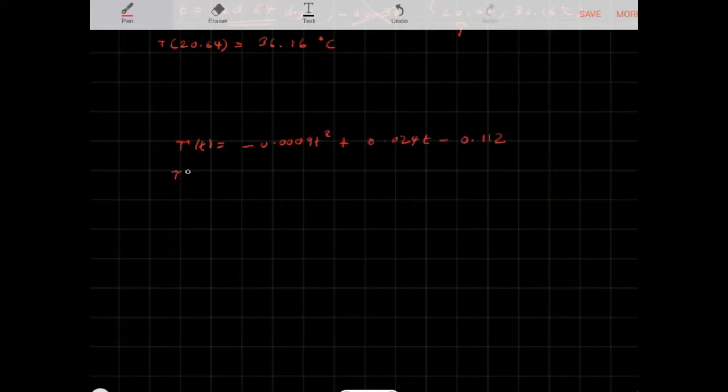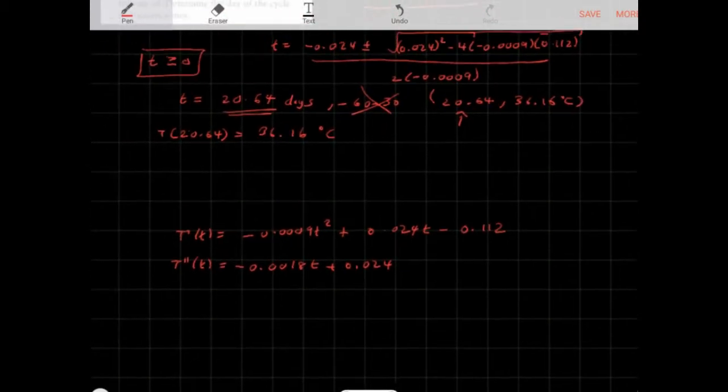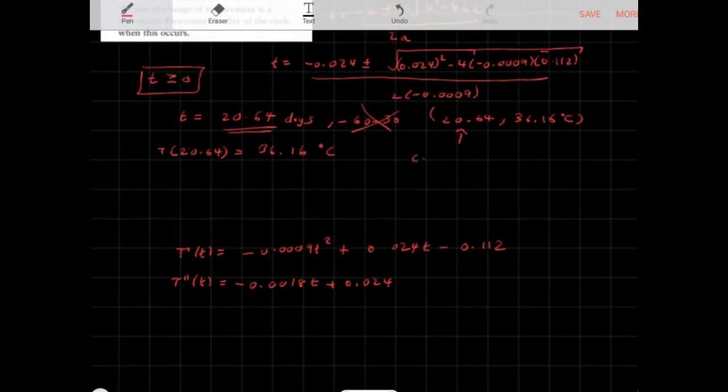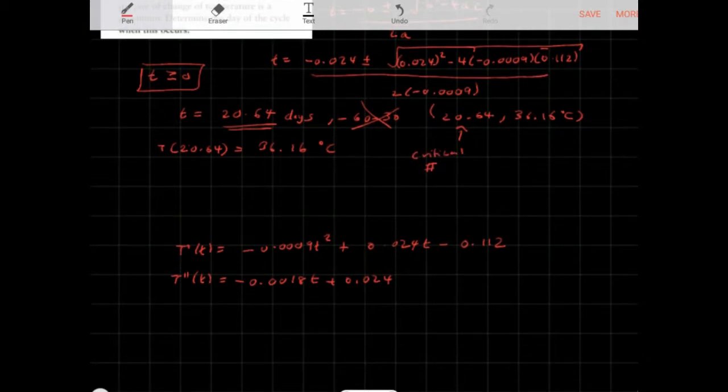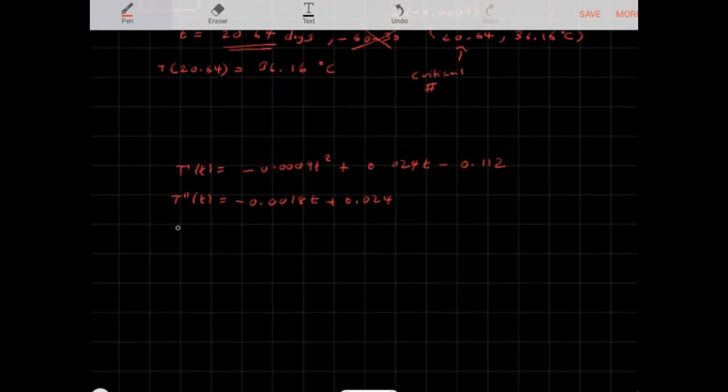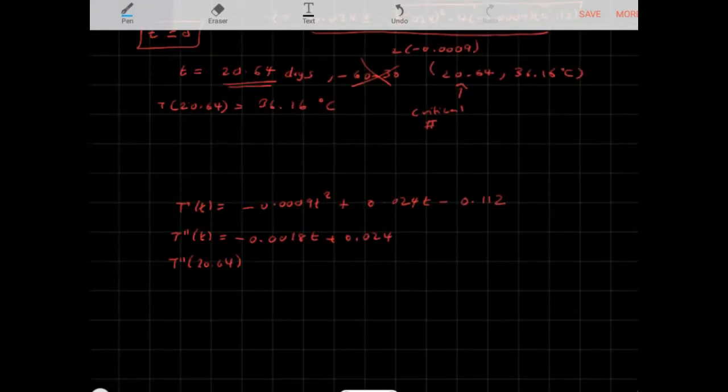So I'm going to, well, sorry, this is my first derivative function. If I want to find a second derivative, I'm going to find the derivative of my first derivative function, which is negative 0.0018t plus 0.024. Okay, and we want to test to see if this critical number, this critical value, is a maximum or minimum point. So what I'm going to do is plug in t double prime of 20.64.